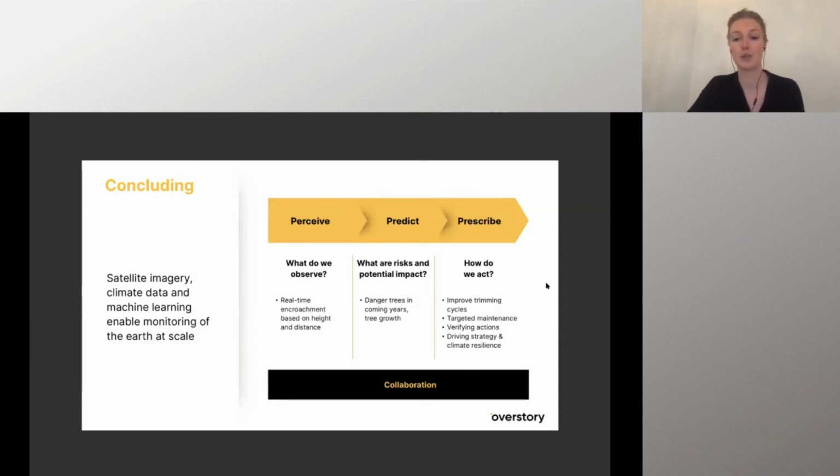This is, of course, not possible without collaboration in the industry. So we see utilities working together, collaborating with environmental research, with research in the energy sector, as well as with regulators. And this is, I think, also key to make sure that these steps, both the perceive, the predict, and especially the prescribe, is done in the right way.